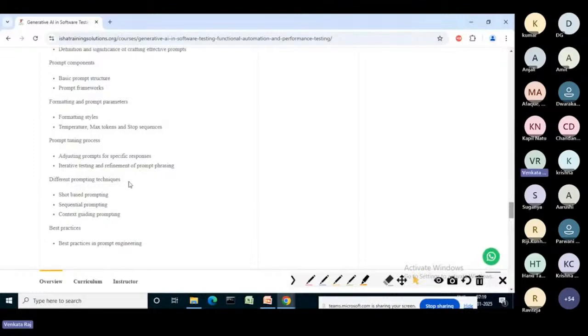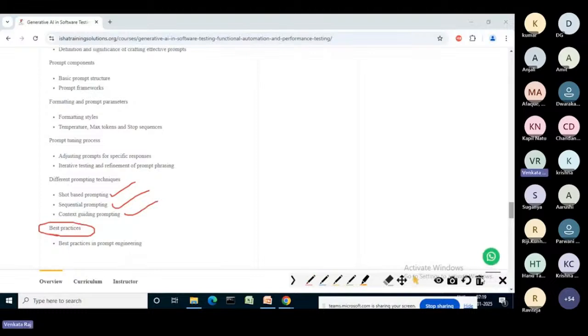Then what are the different prompting techniques? You can write the prompts based on different techniques, like shot-based prompting, sequential prompting, context-guiding prompting. So we are going to understand them. And then what are the best practices which you should follow, guys, to make you a very effective prompt engineer? Clear, everyone?